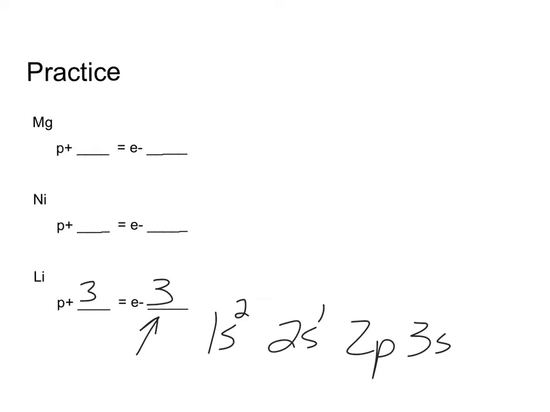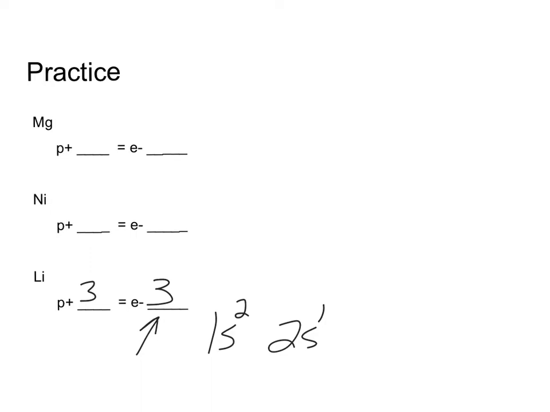So I'm out of electrons. I have 1s2, 2s1. I don't need a 2p. I don't need a 3s. I can stop at that point right there, 1s2, 2s2. See how that's a lot quicker? I don't have to draw all the arrows or the boxes. It just saves me a lot of time.